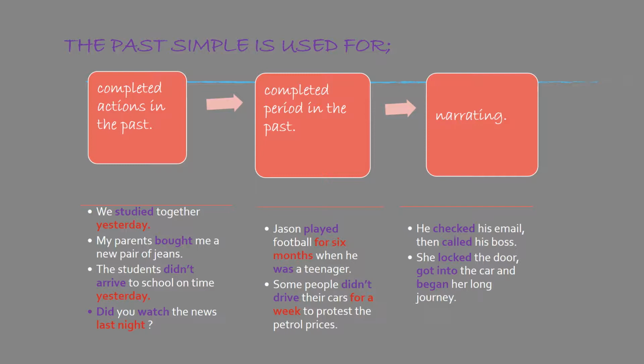The past simple is also used for a completed period in the past. For example, Jason played football for 6 months when he was a teenager, or some people didn't drive their cars for a week to protest the petrol prices. The last usage for past simple is narrating. Look at the examples. He checked his email, then called his boss. She locked the door, got into the car, and began her long journey.